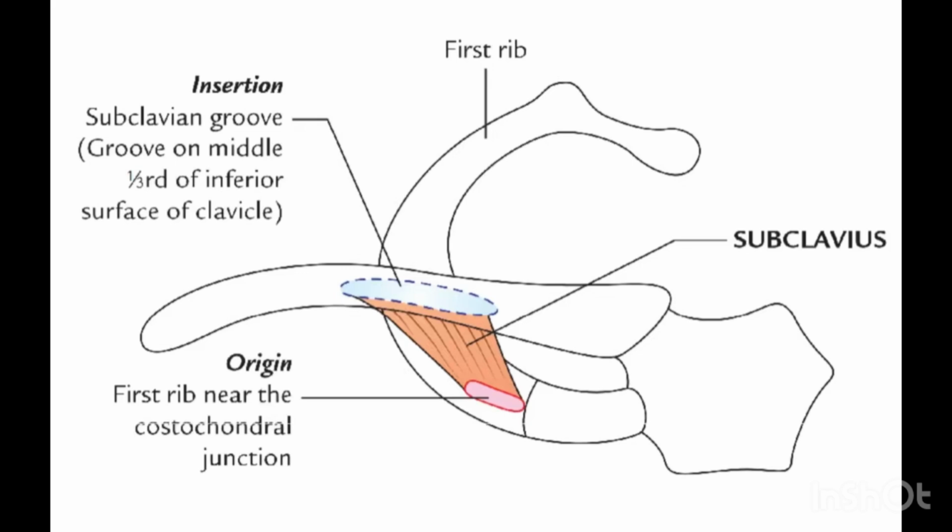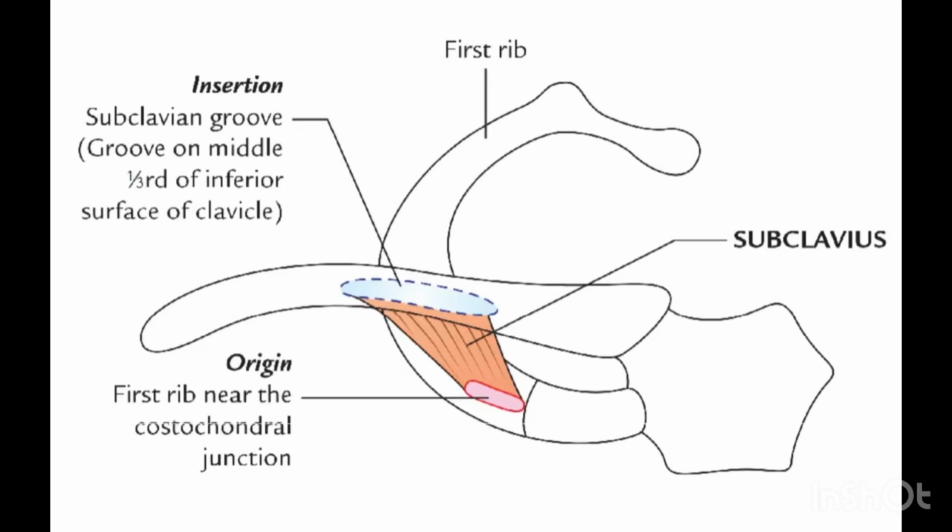It anchors and depresses the clavicle. It anchors and depresses the clavicle, and also helps to stabilize this SC joint. What is SC joint? Sternoclavicular joint. So it anchors and depresses the clavicle, and when it does that, it helps to stabilize the what? Sternoclavicular what? Joint. And what is the nerve supply here?